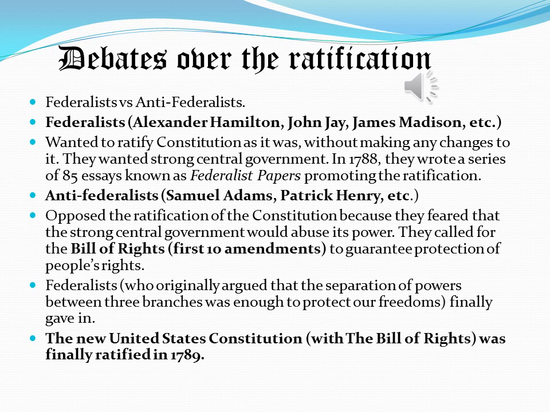So the Federalists originally argued that the separation of powers between the branches, there's an executive branch, which includes the president, the legislative branch, Congress, and the judicial branch, Supreme Court. So what they argued was that the separation of powers between these three branches was enough to protect our freedoms. We didn't need anything else. We didn't need the Bill of Rights.